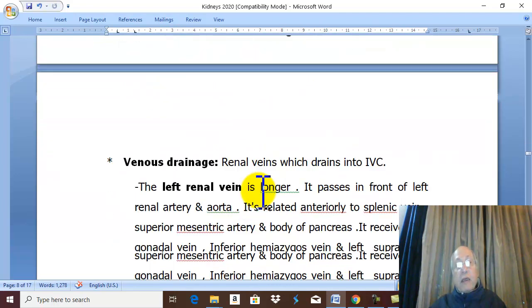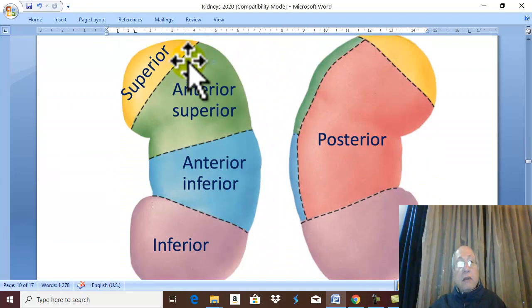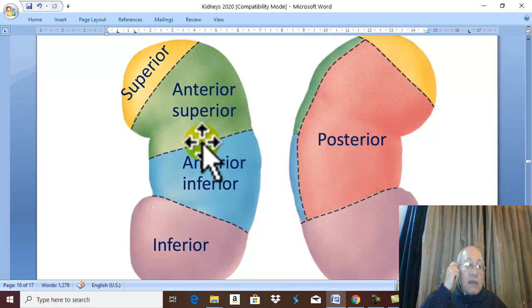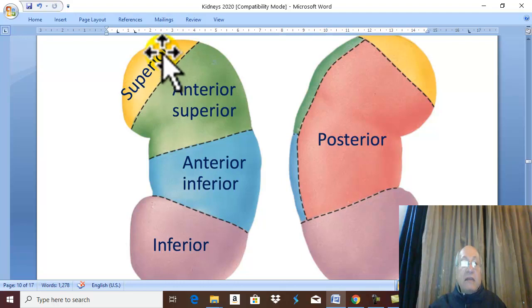Why do we take this segmental blood supply of the kidney? We take the segmental blood supply of the kidney, which is the principle of partial nephrectomy. Pathology in a certain area.